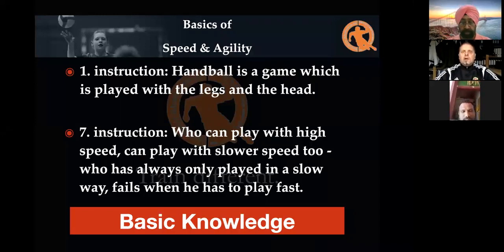Because we say, if you can play with a high speed, you can slow down in the game. But if you always play slow, you cannot expect that you play successfully when you have to play fast. So that's why from the beginning, in most of our training sessions and in all competitions, basically and in general, we should enforce the players to try to play fast.